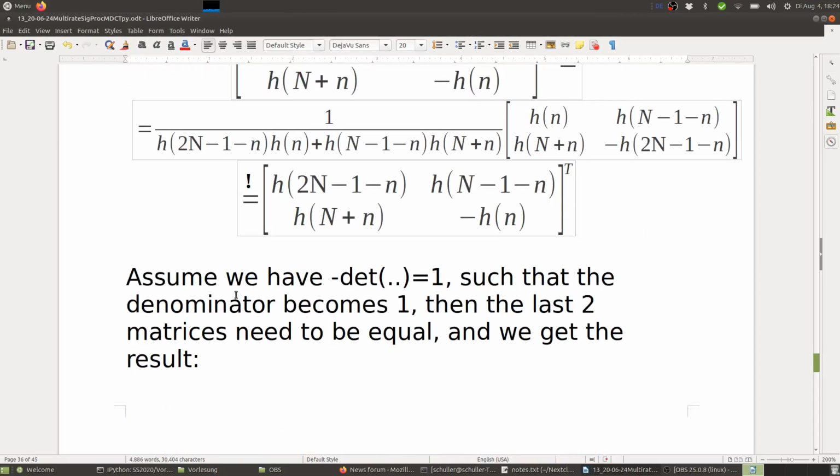Yeah, so again assume that we already have minus determinant equals 1, such that the denominator here becomes 1. So here this becomes 1 as a condition. It doesn't have to be, but we can choose h such that it is the case. Then these last two matrices need to be equal and we get the result. So that means this matrix here, stemming from the inverse, needs to be identical to this transpose. So then we can look at the result. So here we see h of n equals h of 2n minus 1 minus n. So basically it means that it needs to be symmetric.